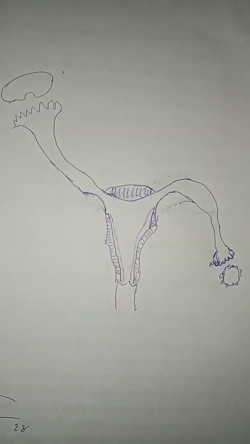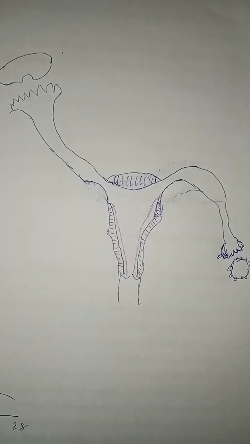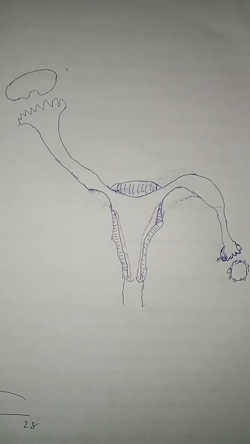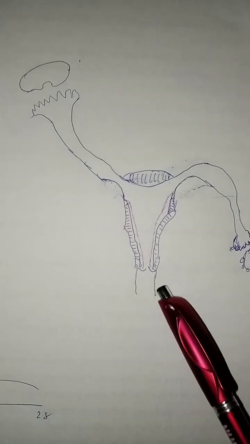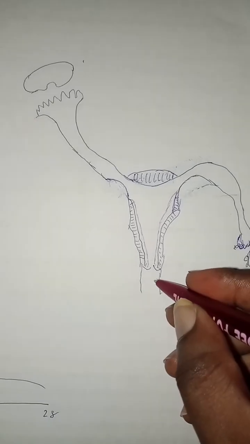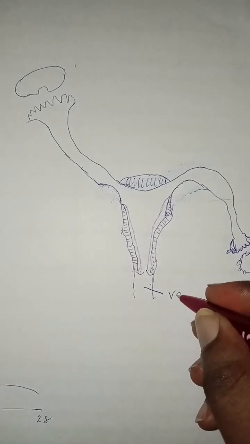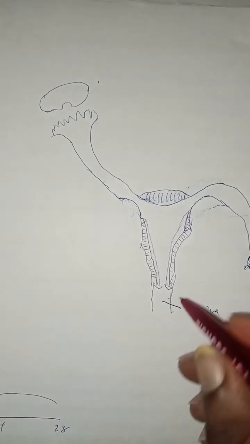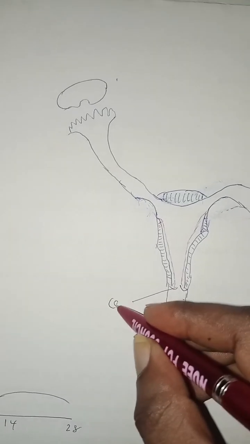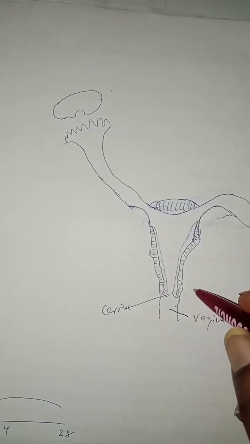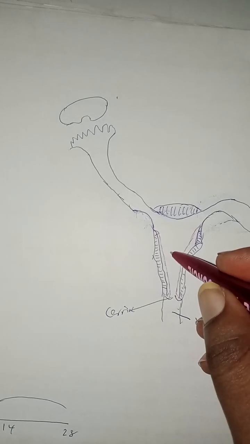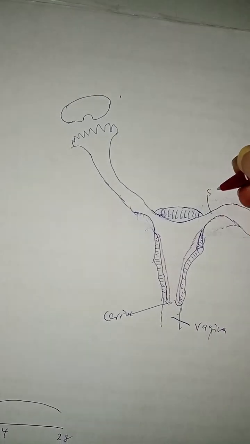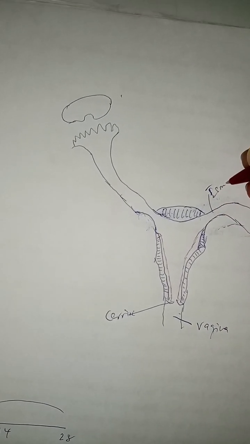Okay, I will quickly introduce the various parts of what you are seeing on this diagram, so that we can have a good knowledge of what it takes. Right here is the vagina. Then right here we have the cervix. Then we have the uterus itself. Then we have the isthmus. This is called the isthmus.